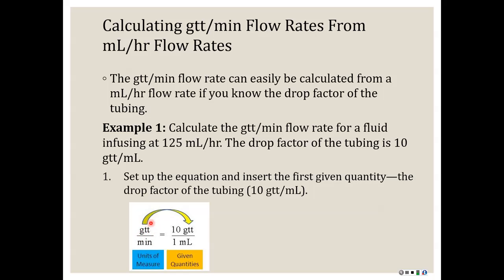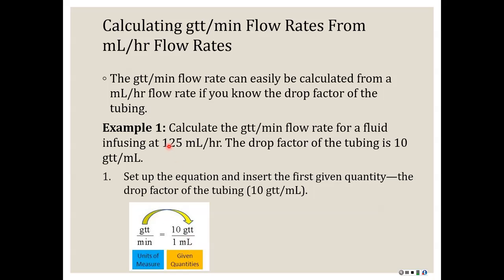We have drops here in the numerator of what we're looking for, so we have to start out with drops here. That's the only way I know what goes on top and what goes on bottom, is by looking at what you're solving for and starting out your problem with that. So our tubing, or our problem, tells us that 10 drops equals 1 milliliter. So we're going to go ahead and enter that. Again, I have milliliters here, and I don't have milliliters in my answer, so that means I need to find some more information from my problem so that I can eliminate milliliters.